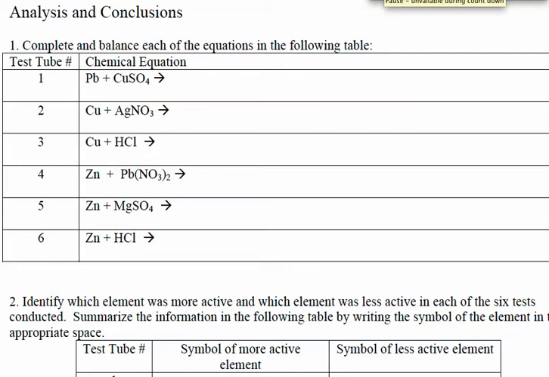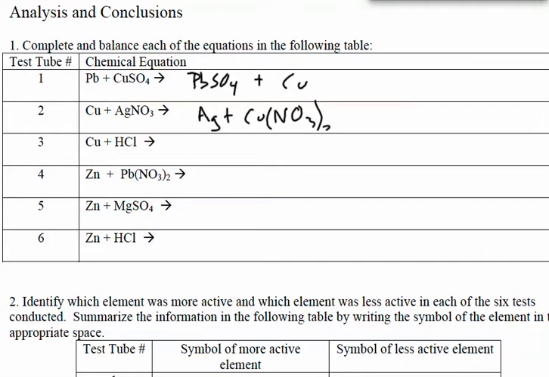Okay, so we're going to complete and balance each equation. These are all single replacement reactions. So you have lead sulfate and copper. This was lead 2, so it's balanced there. Here we have silver plus copper nitrate.